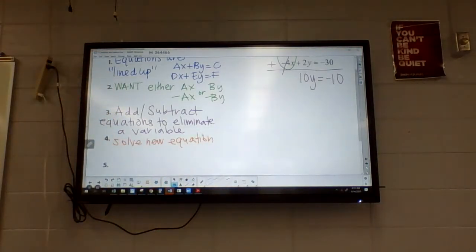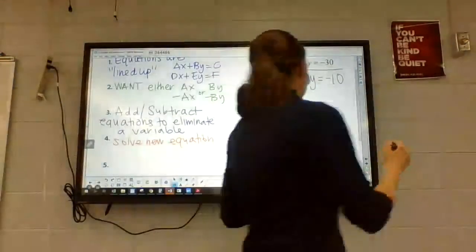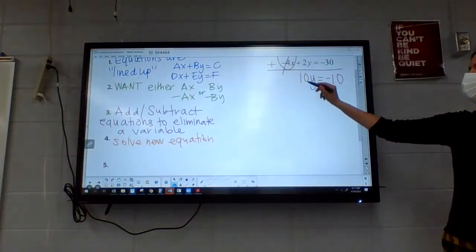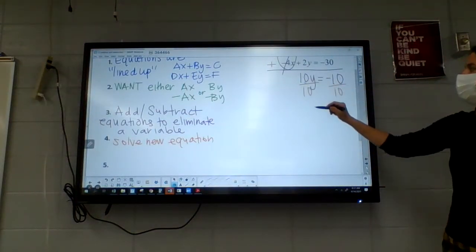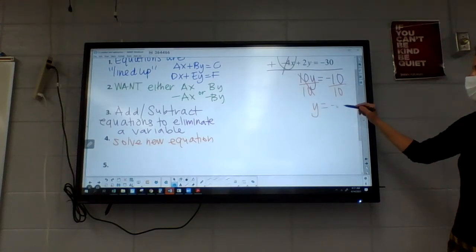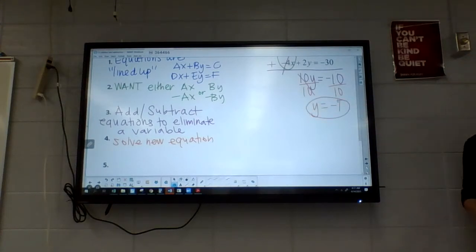So we're going to solve this new equation. We're going to get that y alone. It's being multiplied by 10, so I'm going to divide by 10. So y ends up being negative 1. With really just two steps, we were able to solve for y.